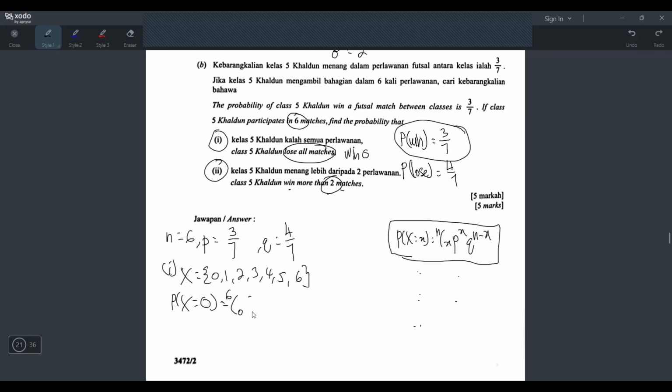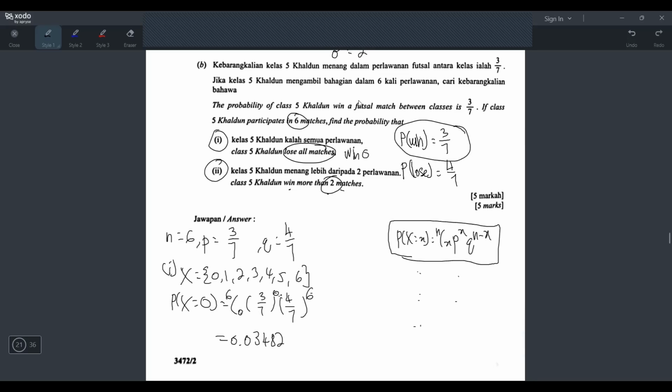Let's do it using this formula. nCx, so 6C0, brackets. Write the P, 3 over 7, write the Q, 4 over 7. The power here and the power here will be the same as the number down here, 6. And then the power here will be top minus top, 6 minus 0, 6. So now press the calculator. Just press 4 over 7 power 6. Okay. The rest all no need to press because 6C0 is 1. This one power 0 is also 1. So the answer is 0.0, write in 4 significant figures, 3482.